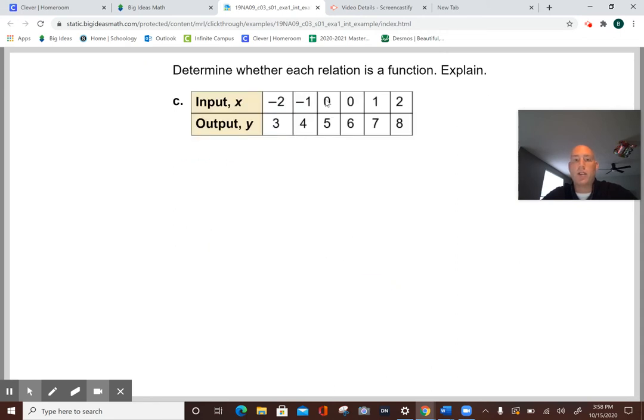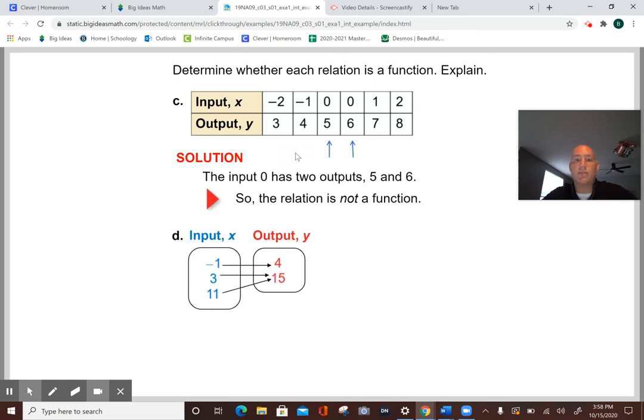So we look here. Does every input have exactly one output? Hopefully when you're looking here, you see when I input 0, I can get out 5 or 6. That's a problem. So this input of 0 has 2 outputs. That means it is not a function.